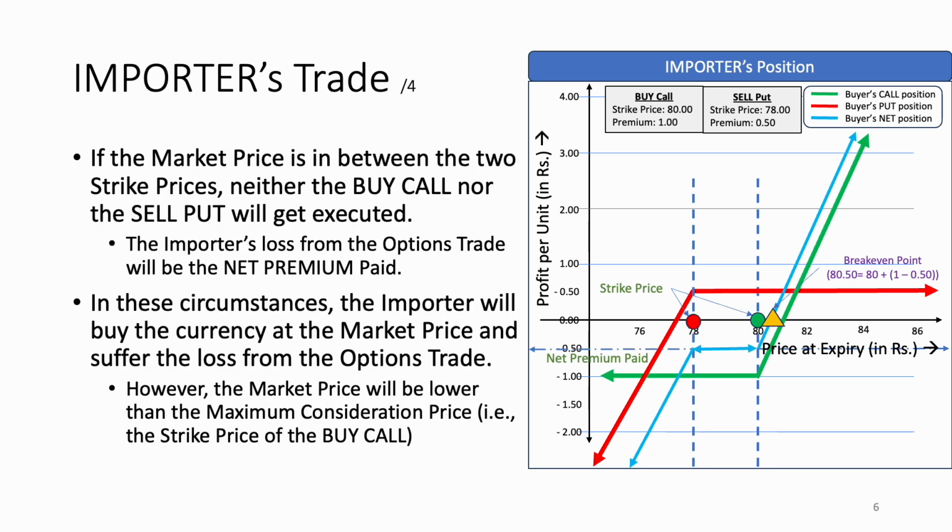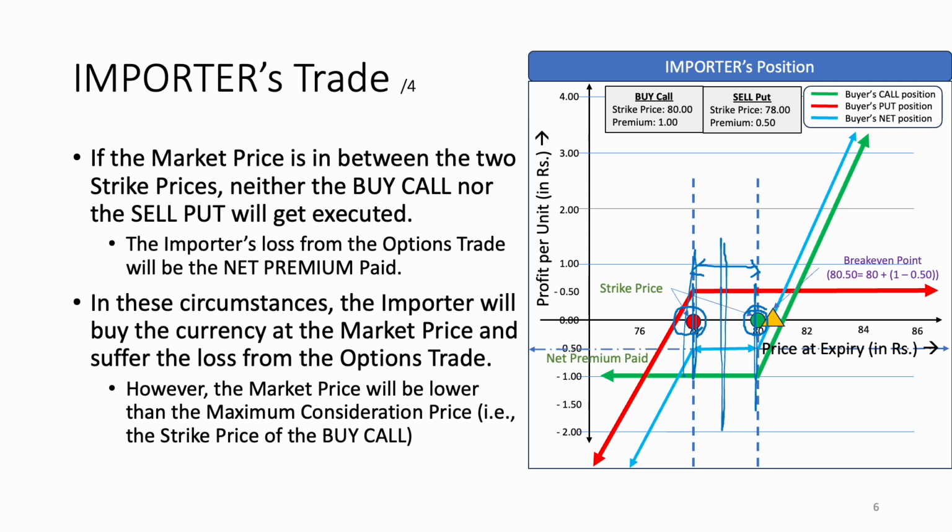Now let us see the importer's position when the market price is between the two strike prices, that is the strike price of the buy call and the strike price of the sale put. So the market price is in this range. If the market price is here, it is less than the strike price of the buy call, so this buy call will not be executed. Also, this market price is greater than the strike price of the sale put, so the sale put also will not be executed.